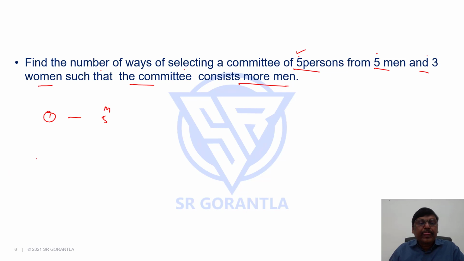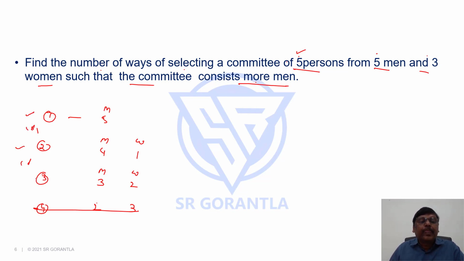Second, there can be 4 men and 1 woman, out of these 5 persons I have to select. Third option, there can be 3 men and 2 women. That's it, because the fourth option is not there, it can't be 2 men and 3 women because we need more men. So these are the possibilities. I should have either this possibility or this possibility or this possibility.